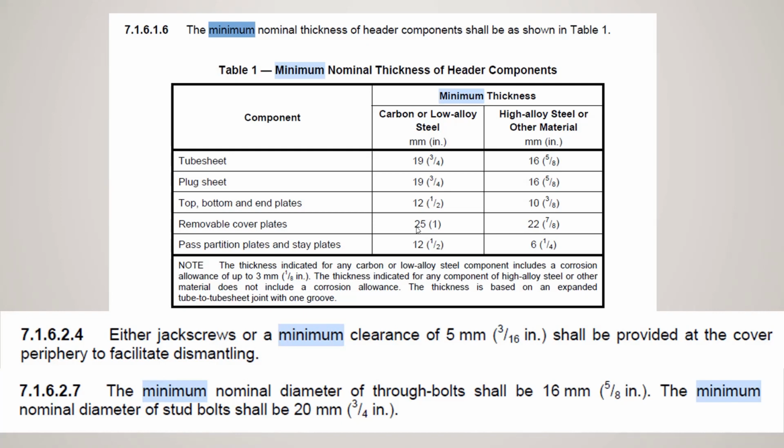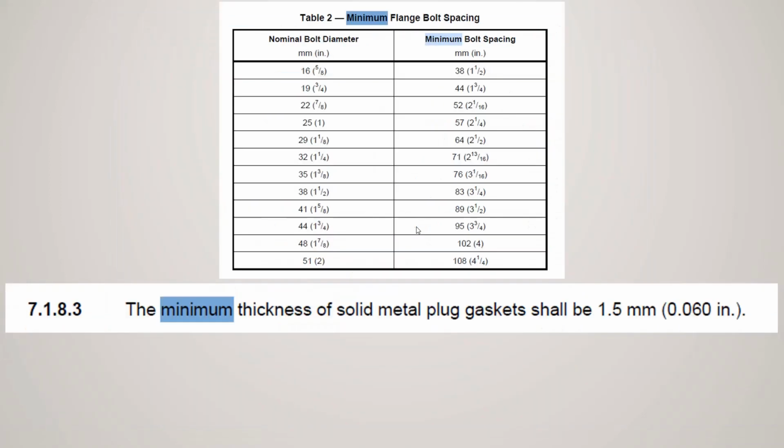And next is the minimum clearance for the cover type header for dismantling. Either you have to provide 5 mm minimum clearance or provide a jack screw for the dismantling of the cover plate. And there are two types of bolts used in the cover type header, which are either a through bolt or a stud bolt. For through bolt construction, the minimum nominal diameter is 16 mm, and in case of stud bolts, it is 20 mm. Coming to the minimum flange bolt spacing, most of the bolts are 16 or 19 mm. The spacing is 38 and 44.